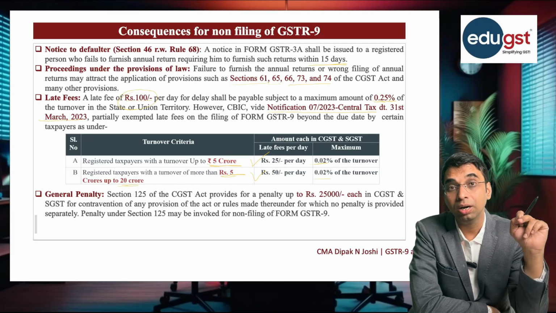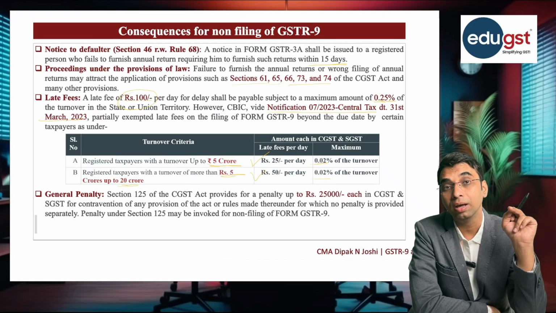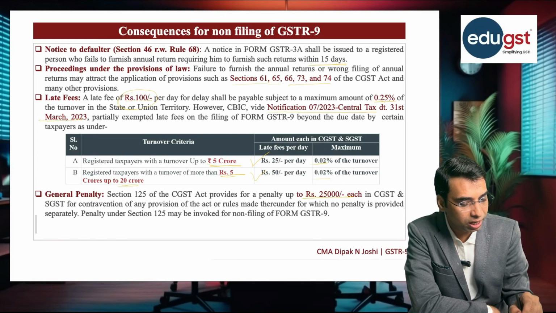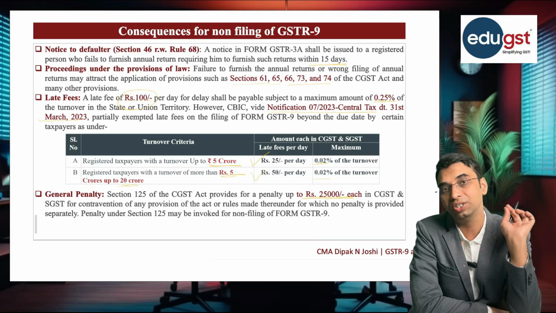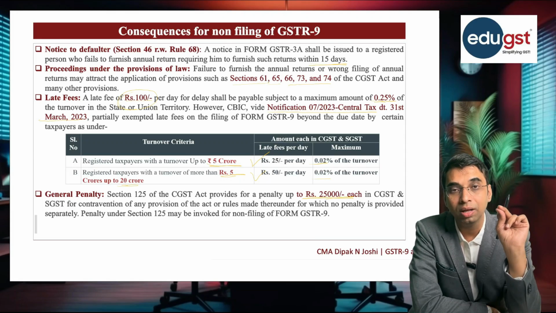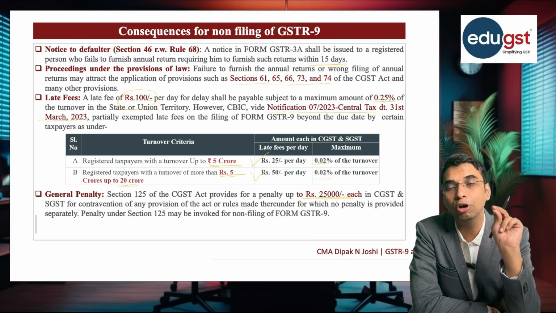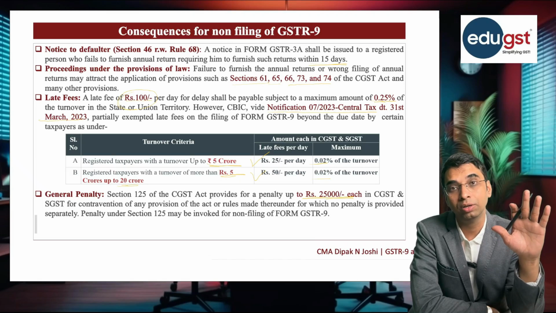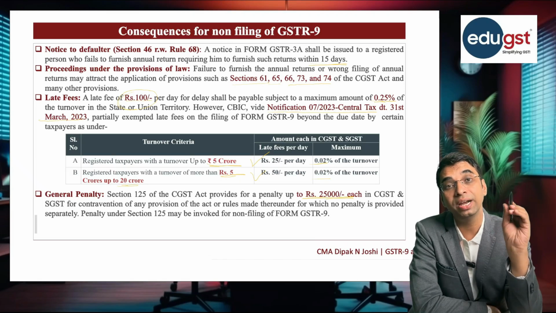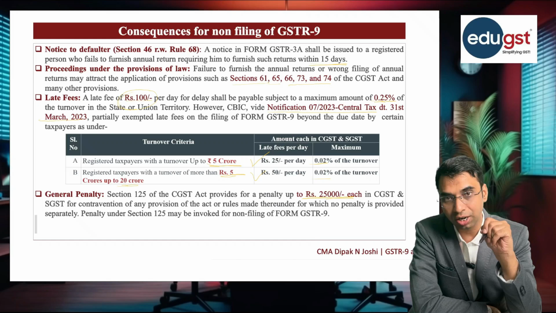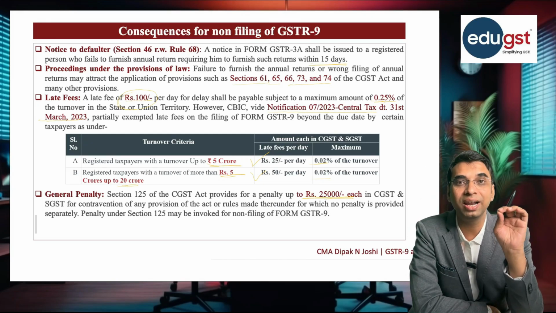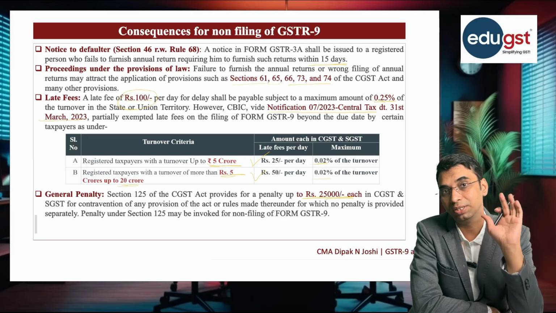Apart from this, the department can penalize you by way of general penalty of rupees 25,000 each in CGST and SGST. Remember, late fee is for delayed filing of GSTR-9. But in case of GSTR-9C, there is no late fee. So in that case, the department is entitled to invoke this general penalty. And that is why filing of GSTR-9 and 9C in time is very much essential.